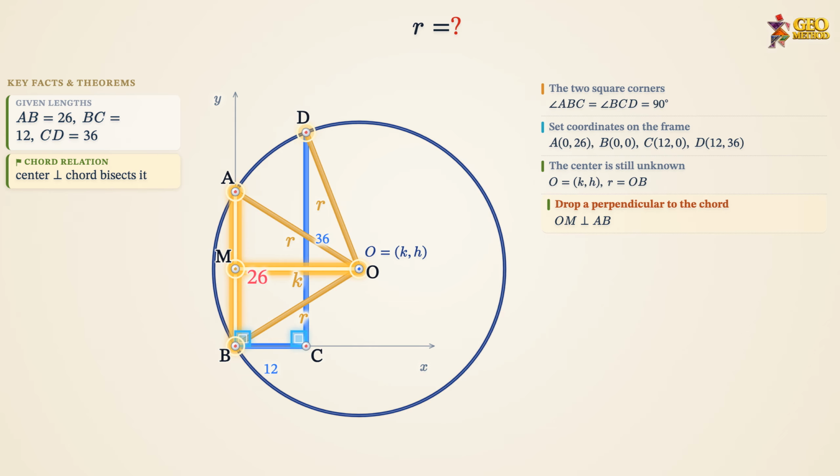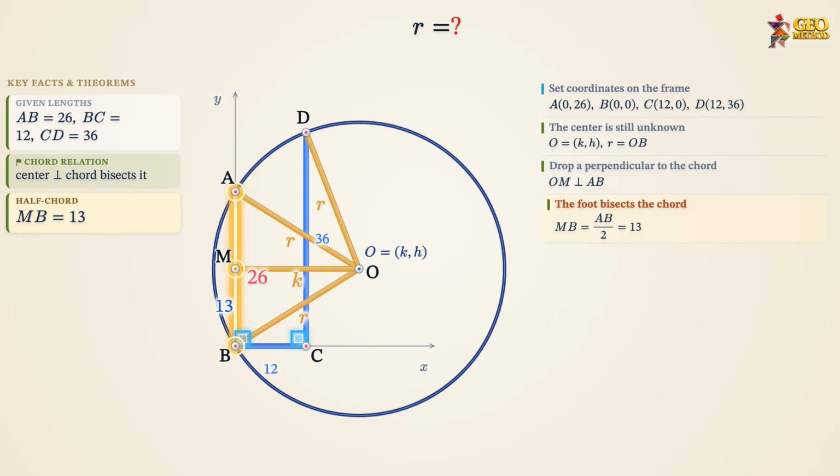Drop a perpendicular from the center O straight to the chord AB. Mark its foot M on segment AB and draw the segment OM. This is the key construction, because the perpendicular from a center always meets a chord in a very special place.